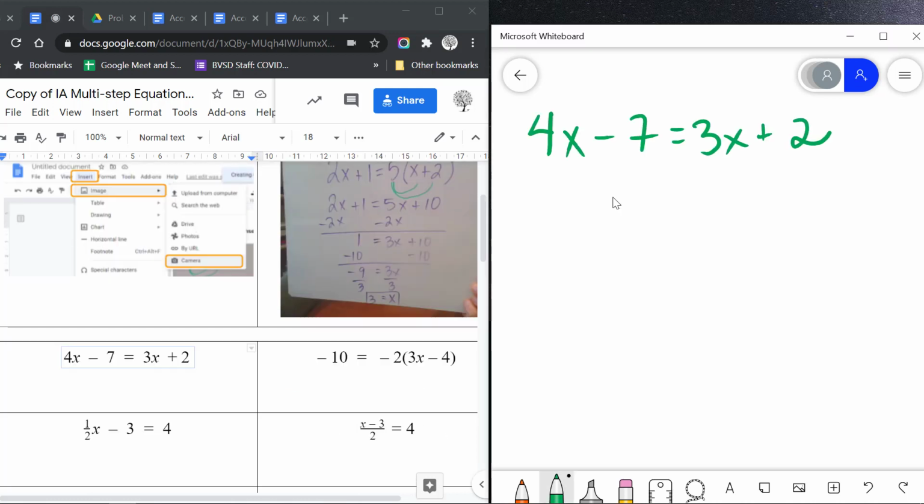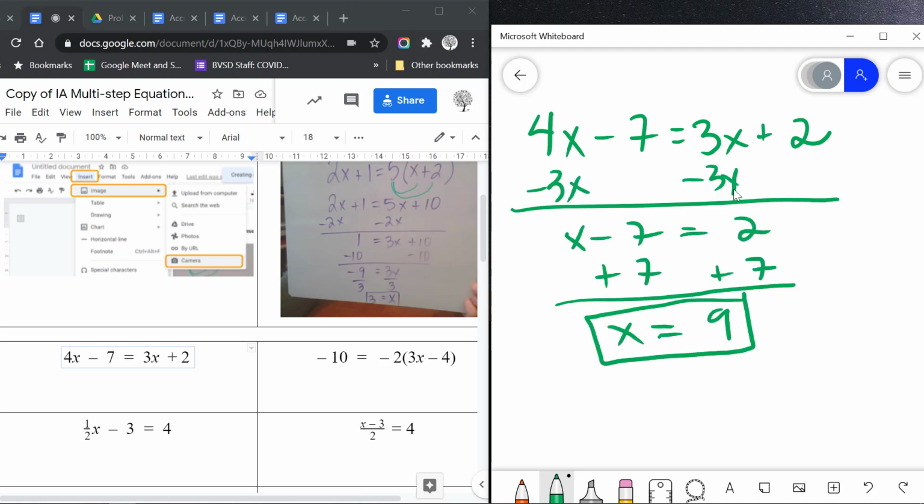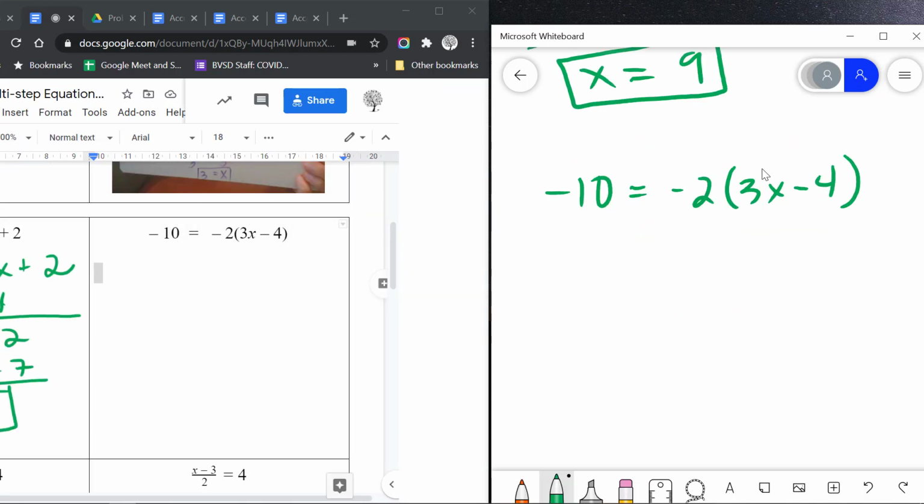Hi, Intro to Algebra. So remember, for problems like these, you want all the variables on one side and the constants, or the regular numbers, on the other side. So I moved first, I subtracted 3x from both sides, and then I added 7 to both sides, and there's my answer.